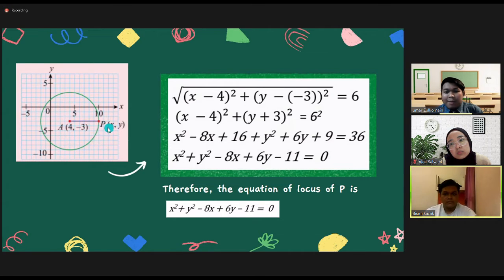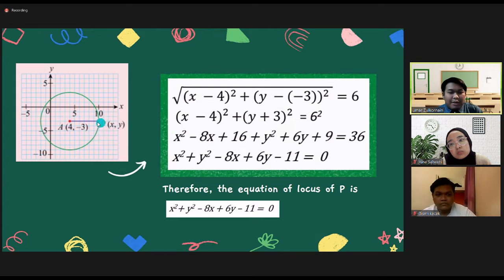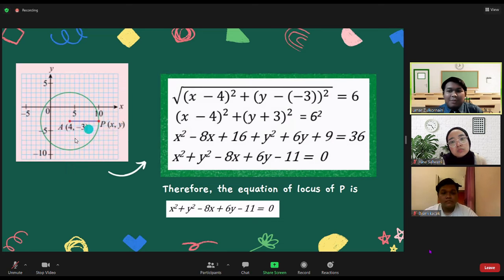So P could be here at the right or at the left or at the top or at the bottom, anywhere. But it must be 6 units from the point A. Right, so how do you guys want to answer it?